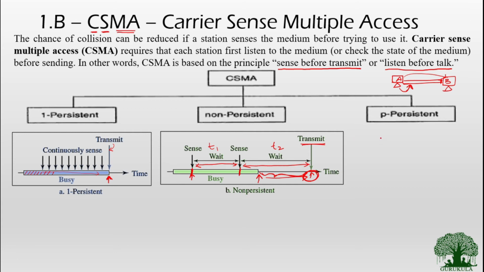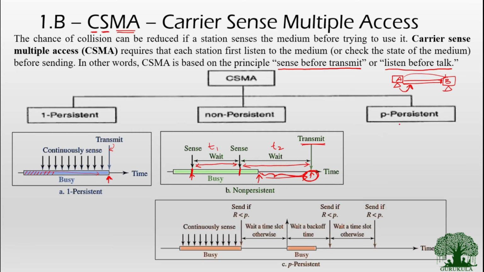And when we come to the third one, we call it the p-persistent method, and it should be noted that the p-persistent method is always used for slotted channels. You should have a slot, which means that each and every station accessing the channel will be given a slot to transmit. Only in this case can a p-persistent behavior be implemented. So what will happen over here?